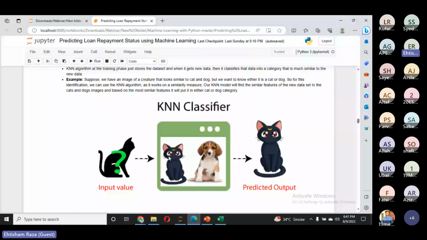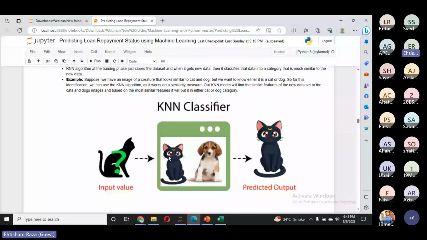So it keeps the features of the input data set in memory, and when any new data sample comes and you ask what species it is, it will check and simply perform the classification. So this is how KNN works.